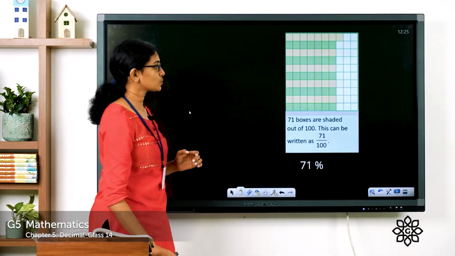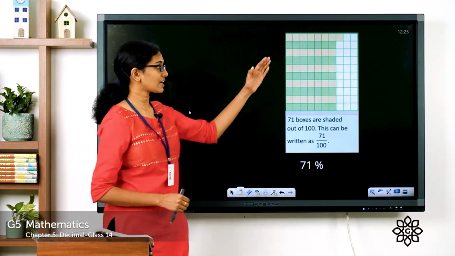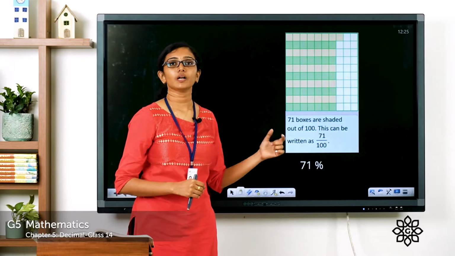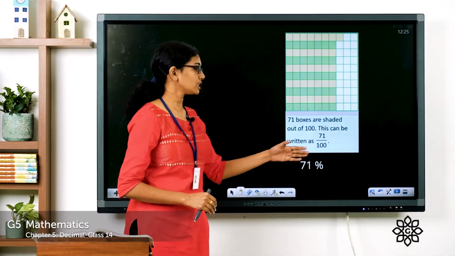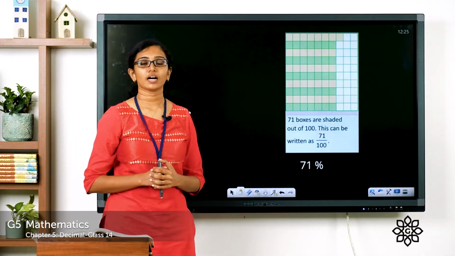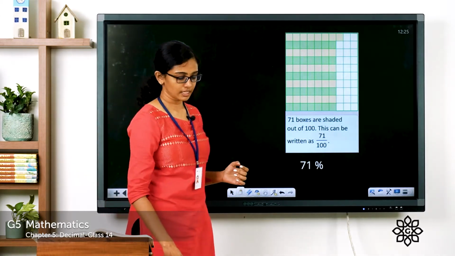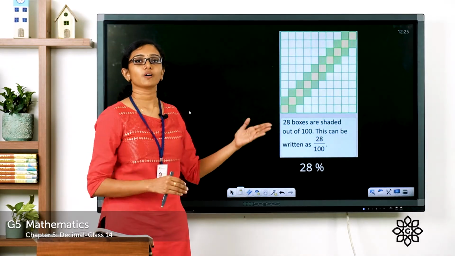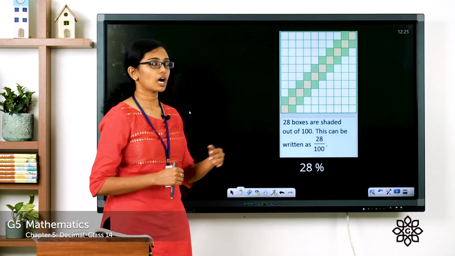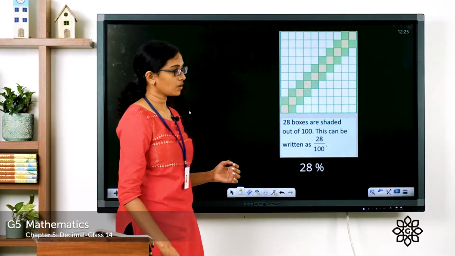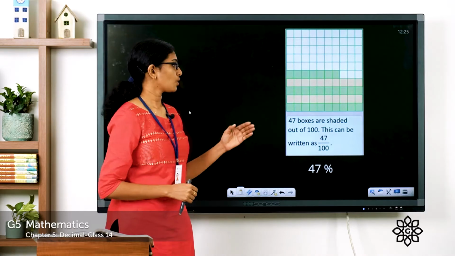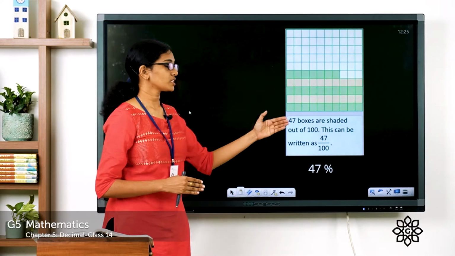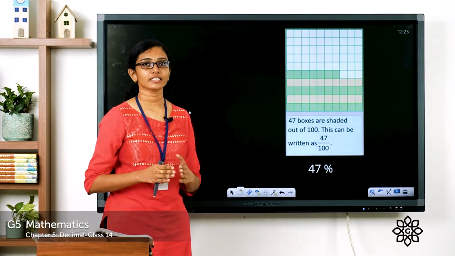So let's look at the pictures once again. This was the first picture where 71 boxes out of 100 were shaded. So here the fraction is 71 by 100, or you can say 71% of the boxes are shaded in this case. Similarly, this is the second picture. Here 28% of the boxes are shaded, means 28 out of 100 boxes are shaded. Now this is the third picture. Here 47 boxes out of 100 were shaded, which means 47% of the boxes are shaded in this case.